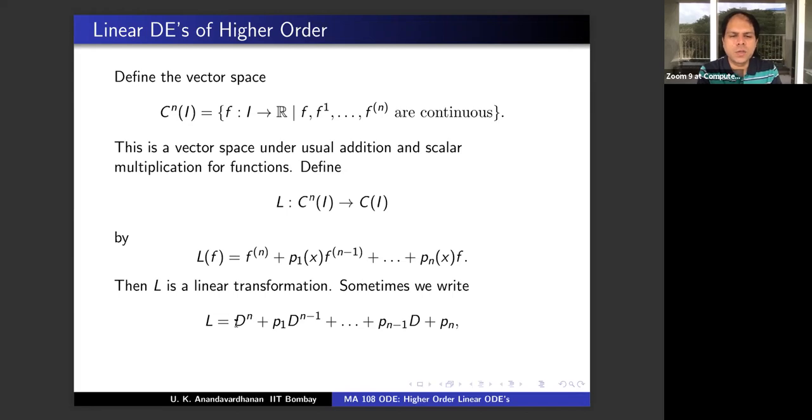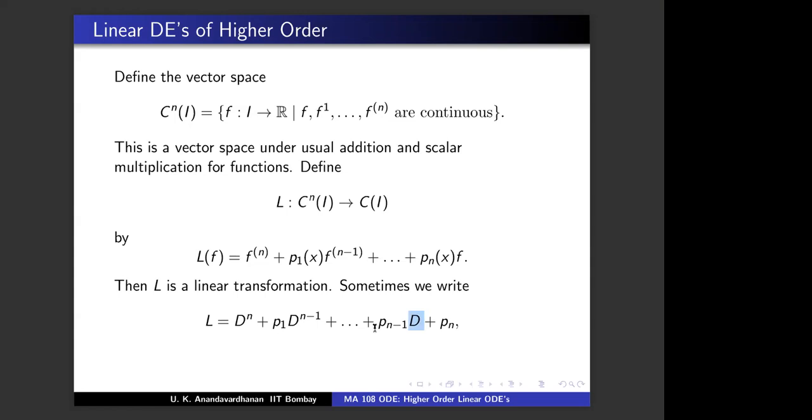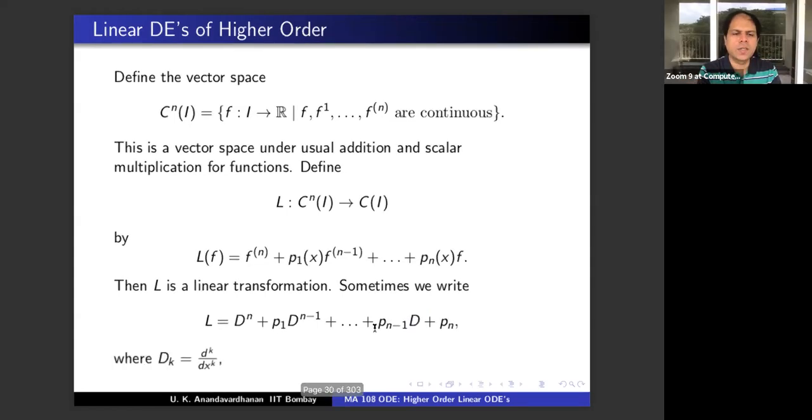Sometimes we will use this notation. D is the differential operator. What is D? D is d by dx. So what is D squared? d squared by dx squared. So D is the operator.